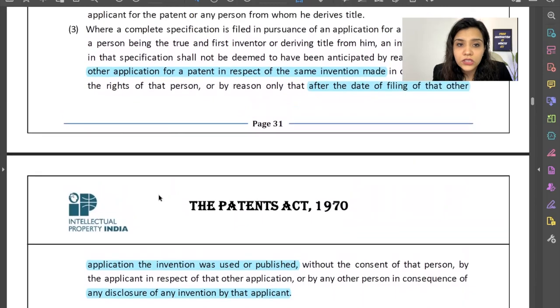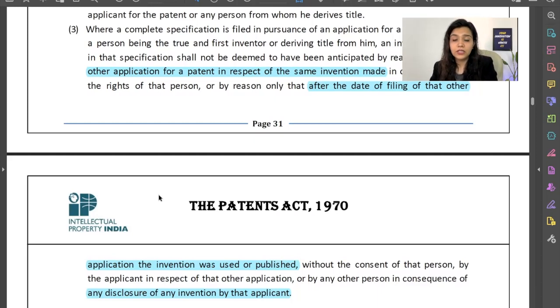And then we have subclause 3, which is where the complete specification is filed in pursuance of an application for a patent made by a person being the true and first inventor or deriving title from him. An invention claimed in that specification shall not be deemed to have been anticipated by reason only of any other application for a patent in respect of the same invention made in contravention of the rights of that person, or by reason only that after the date of filing of that other application, the invention was used or published without the consent of that person by the applicant in respect of that other application or by any other person in consequence of any disclosure of the invention by the applicant.